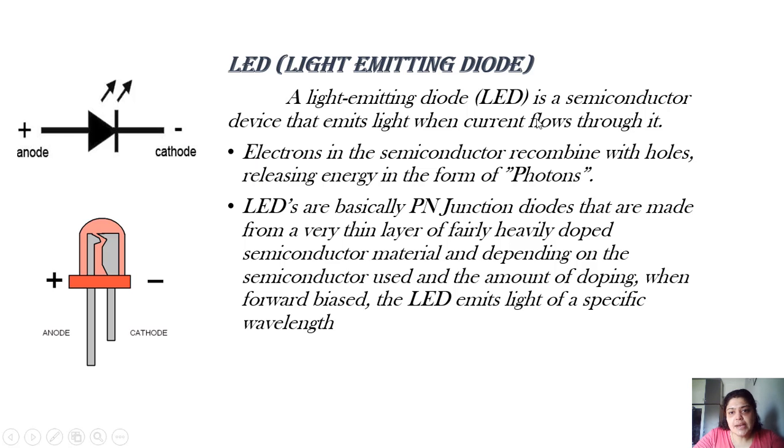A light emitting diode is a semiconductor device that emits light when current flows through it. Electrons in the semiconductor recombine with holes, releasing energy in the form of photons, like we've already discussed in electroluminescence. Now here, I have just shown the construction.